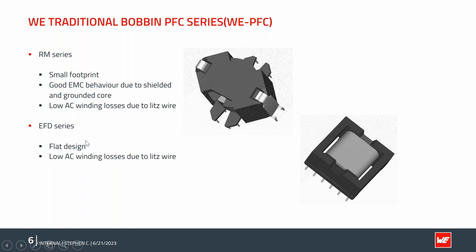And also we have the EFD series, which provides a flat design, which is critical for applications with height limitation. And also for the EFD bobbin, we are using litz wire to minimize the AC winding losses.